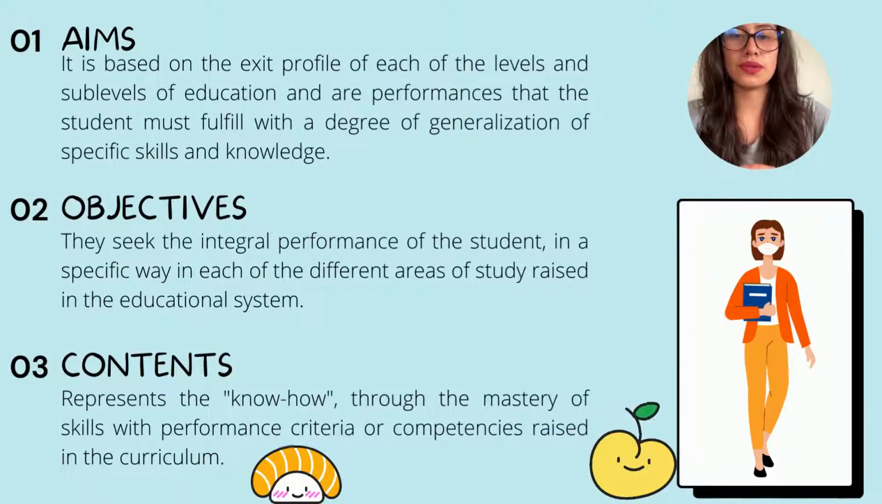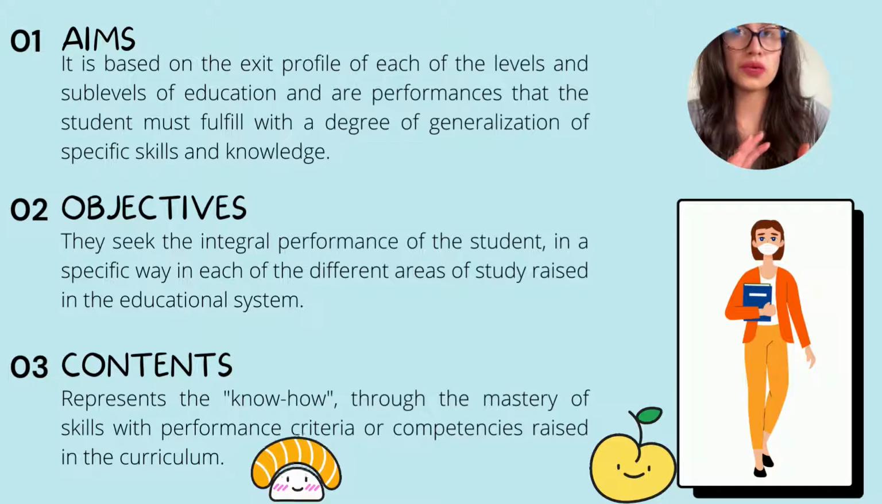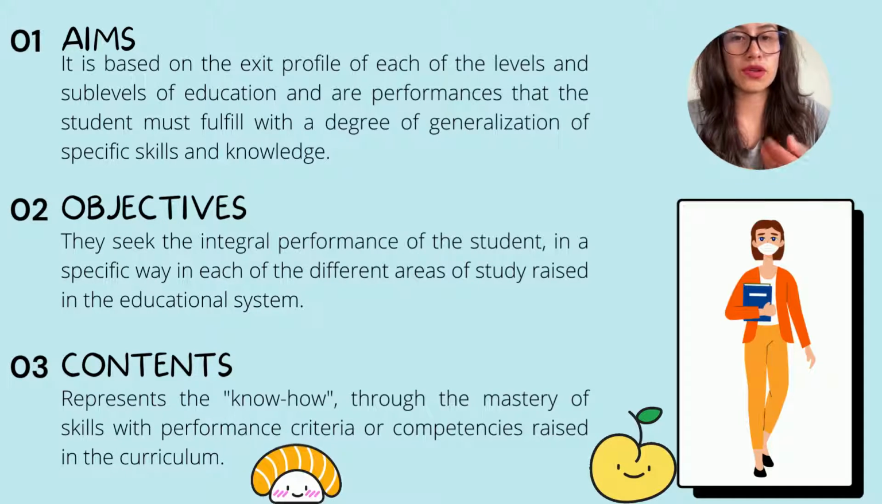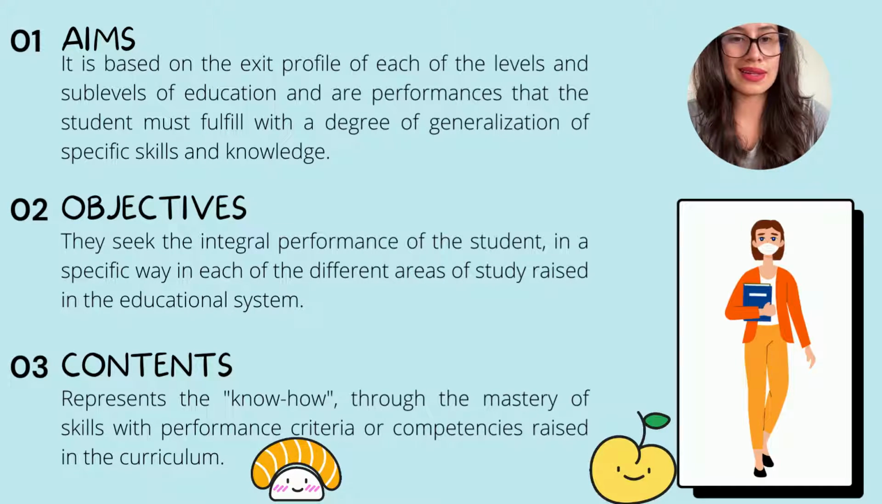For microcurricular planning, and by scaling the performance of the Ministry of Education, we can find 6 important components. The first is aims. It's based on the exit profile of each of the levels and sublevels of education and our performance that the students must fulfill with a degree of generalization or specific skills knowledge. Then we have the objectives. They exhibit the integral performance of the students in a specific way in each of the different areas of study raised in the educational system.